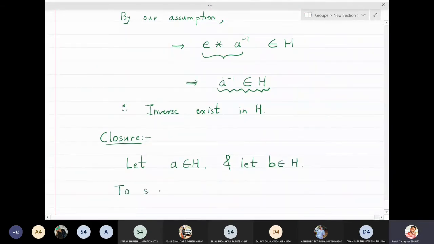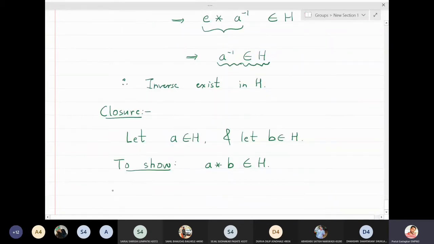I want to show that A star B belongs to H. Now how will A star B belong to H? Now we know that A belongs to H. Since A belongs to H, we will keep this as it is. Let us concentrate on B belongs to H.